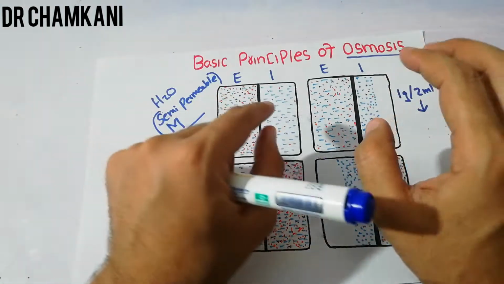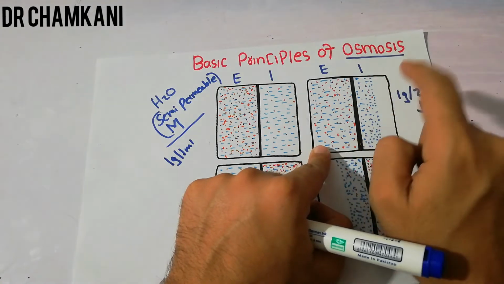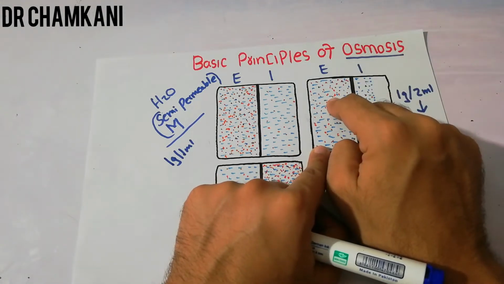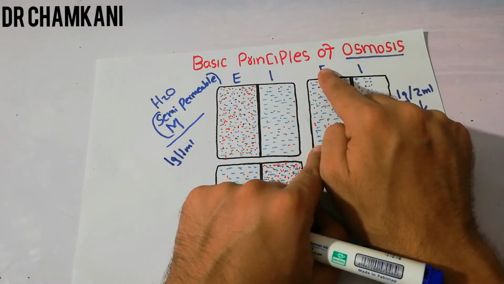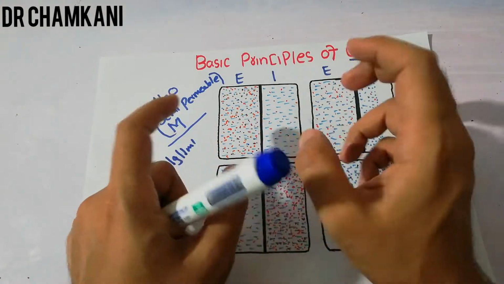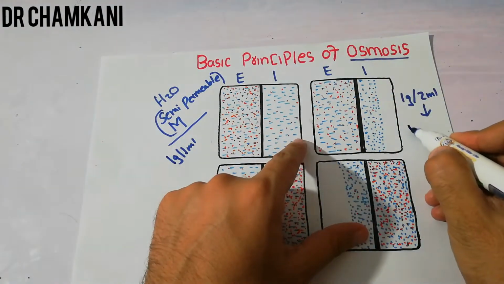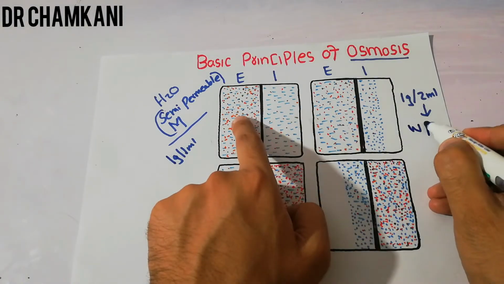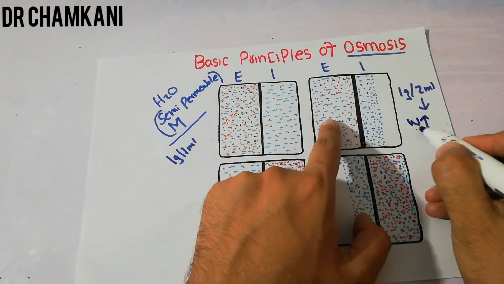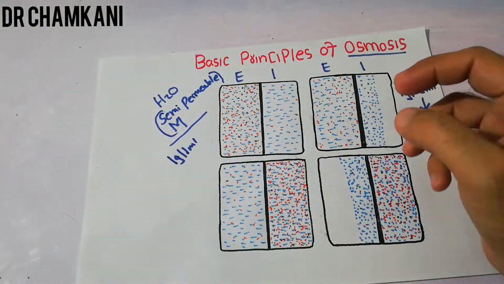And once this has occurred, the result is very much clear that there is a decrease in the concentration of water here in this compartment, the intracellular compartment, and there is an increase in the concentration of water in the extracellular fluid compartment. The water concentration in this compartment increases because more water comes here, but the solute concentration in this compartment decreases.